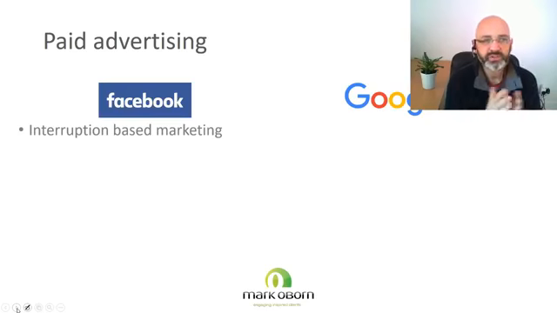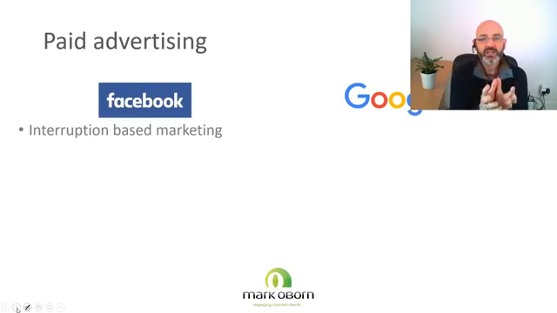So some important things to understand. If you show adverts on Facebook, it's what we call interruption-based marketing. You are interrupting someone whilst they are doing something else. We're going to come on to Google in a minute. So Facebook, people are primarily using Facebook to engage with their friends, to talk to their friends, to keep up with people, to catch up with people, and we have to interrupt them in the middle of doing that.